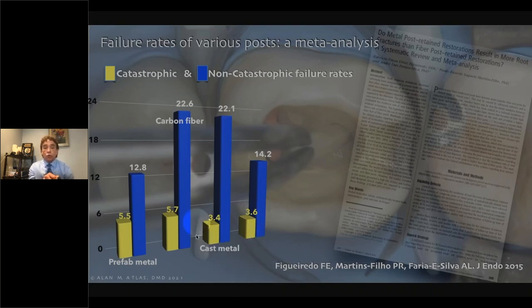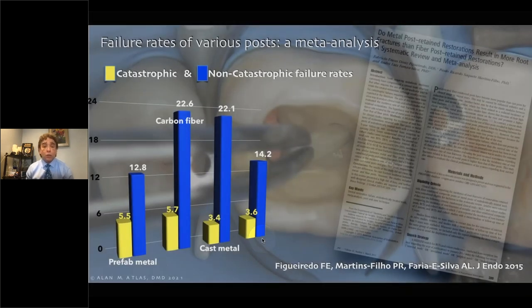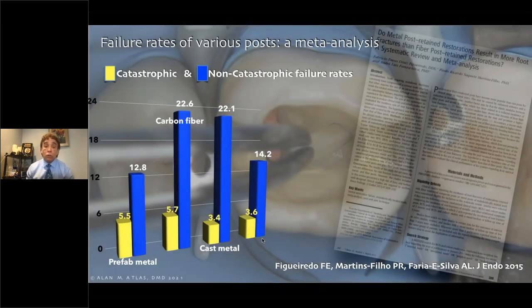And we're going to see why these particular shaped posts, whether it's metal or fiber, have the least amount of failures. Yes, there are a higher amount of non-catastrophic failure rates with cast metal, probably because the crowns came out, or the posts came out because they weren't cemented properly, or they used the wrong cement, or the crown wasn't prepared right. But the bottom line, it was still savable.